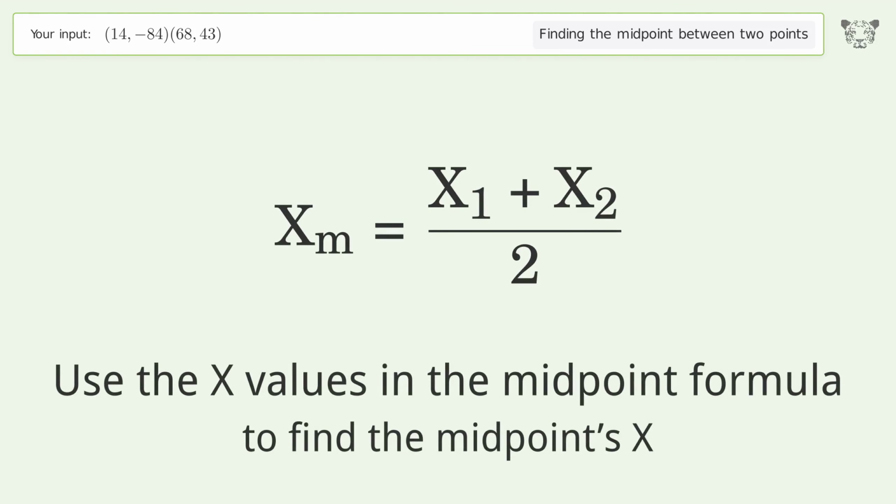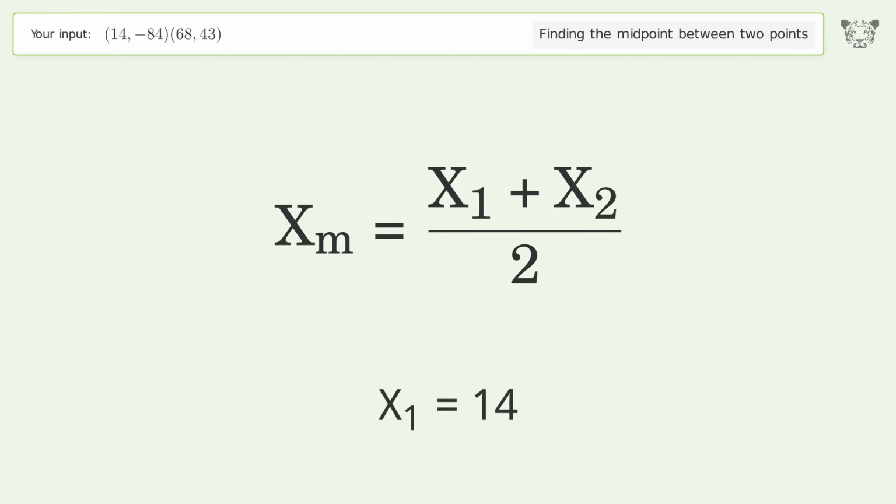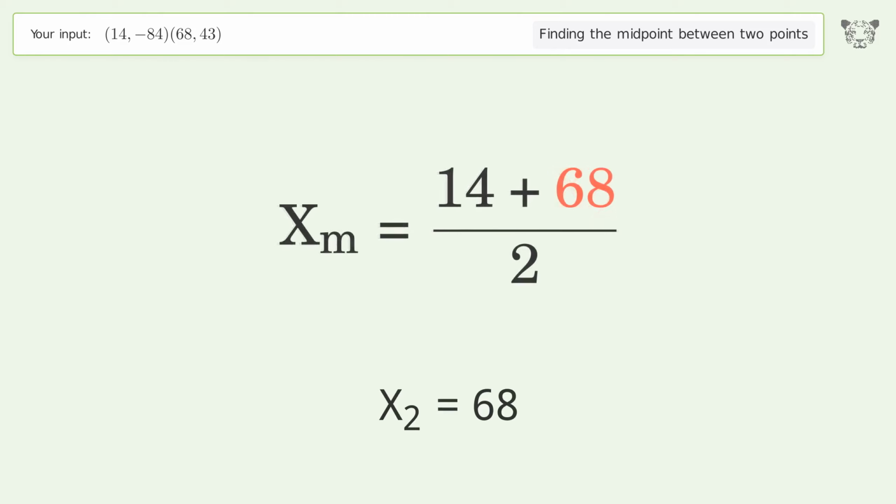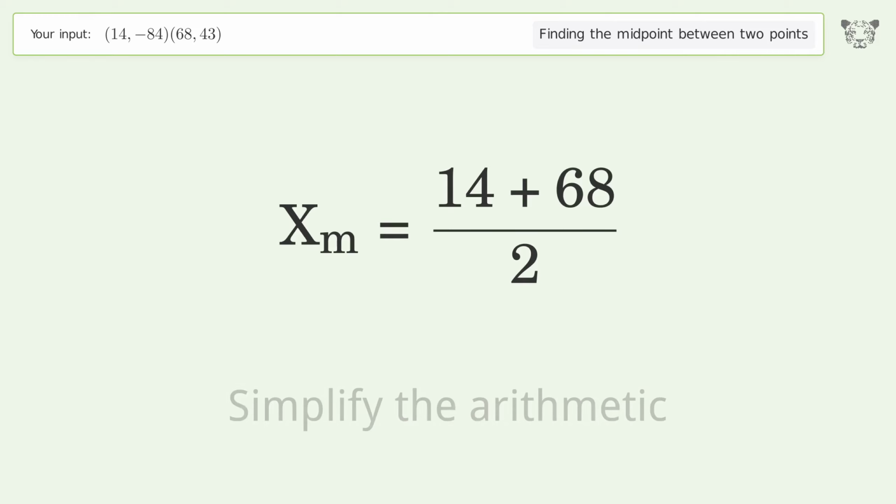Use the x values in the midpoint formula to find the midpoint's x. x1 equals 14. x2 equals 68. Simplify the arithmetic.